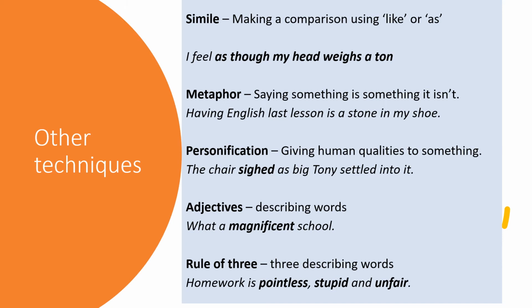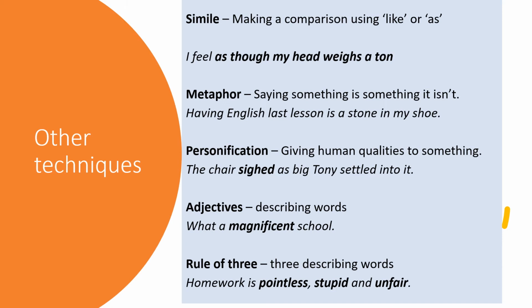Now a metaphor is when you say something is something it isn't. Okay, so having English last lesson is a stone in my shoe. So really a metaphor is much stronger. You're saying that it is something. A simile is that you're saying it's like or as.